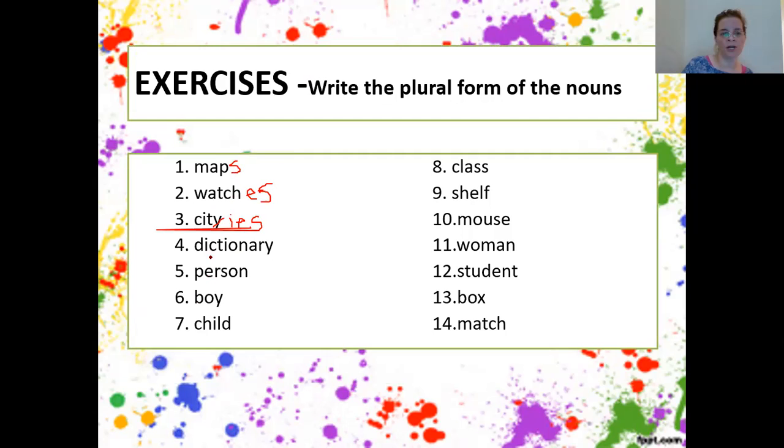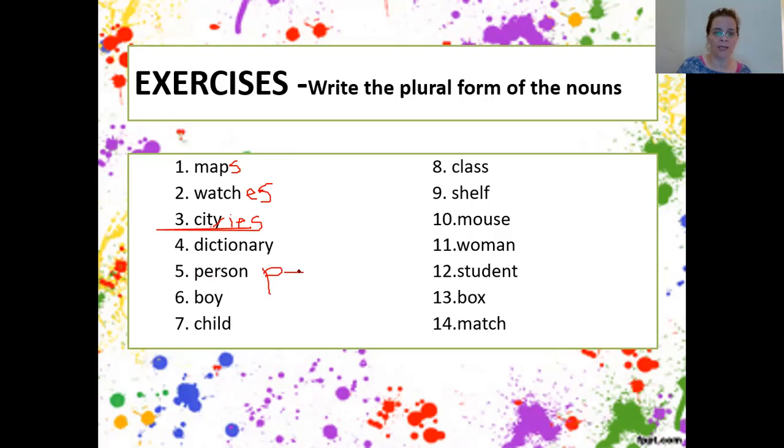Okay, dictionary is going to be the same because you have this T before the Y. It's a consonant before the Y. Dictionary is going to be the same. Person is an irregular. You don't say persons. Some people do. I've heard it, but I don't think it's proper. Okay, instead of persons, you say people.